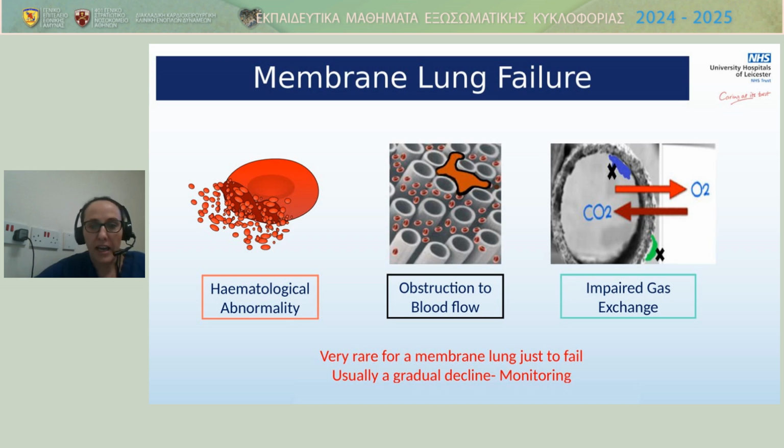And then finally, we get impaired gas exchange, either by water within the fibers or condensation, or debris clot from the outside of the fibers. Essentially, that increases the distance our gases must transfer across, slowing and reducing the efficiency of our membrane lung, and therefore eventually the membrane lung fails.